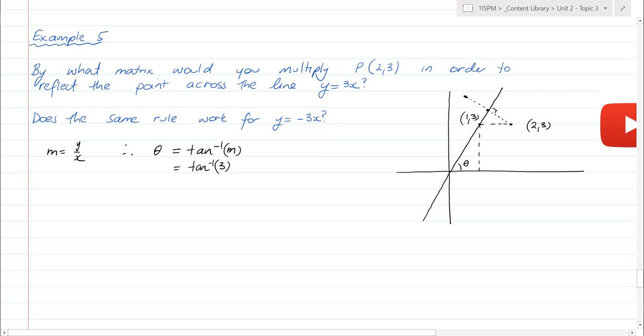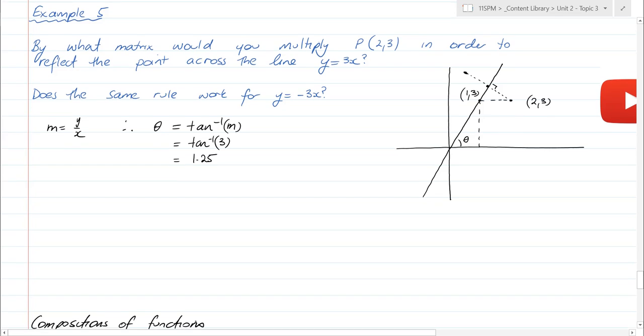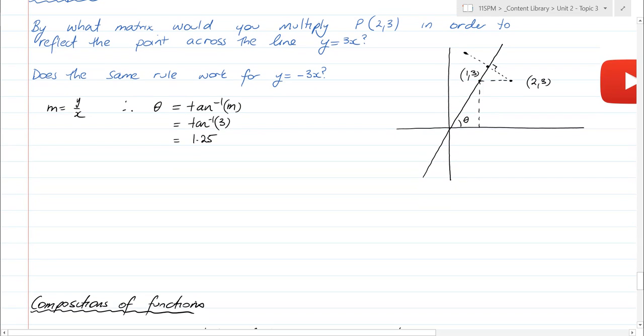Do you know what it is, off the top of your head? Yeah. 1.25. Thanks, Chris. Can you keep that value on your calculator for me? It sounds like it's in radians to me. 71.57. Oh, you've given it to me in degrees. I'm going to go with radians. Let's stick with radians.